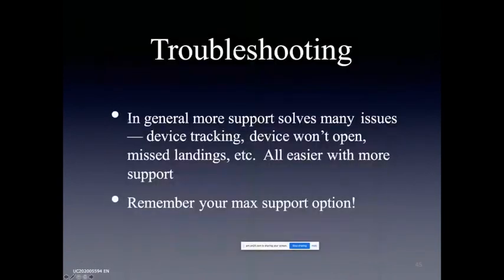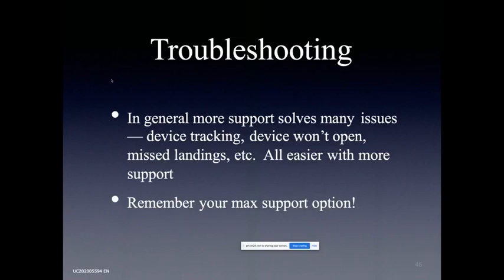Troubleshooting, in general, more support solves almost all of the issues. Device tracking, the device won't open, you're missing the landing. It's almost all easy with more support. Remember what your max support option is, which is a big system in the neck, then putting your intermediate all the way through the aneurysm into the M1, putting your Navien in the M1, putting your Phenom 044 in the M1, and then just inching off 044, 027, 044, 027. That's going to give you a lot more support and will fix all sorts of nonsense that's happening.